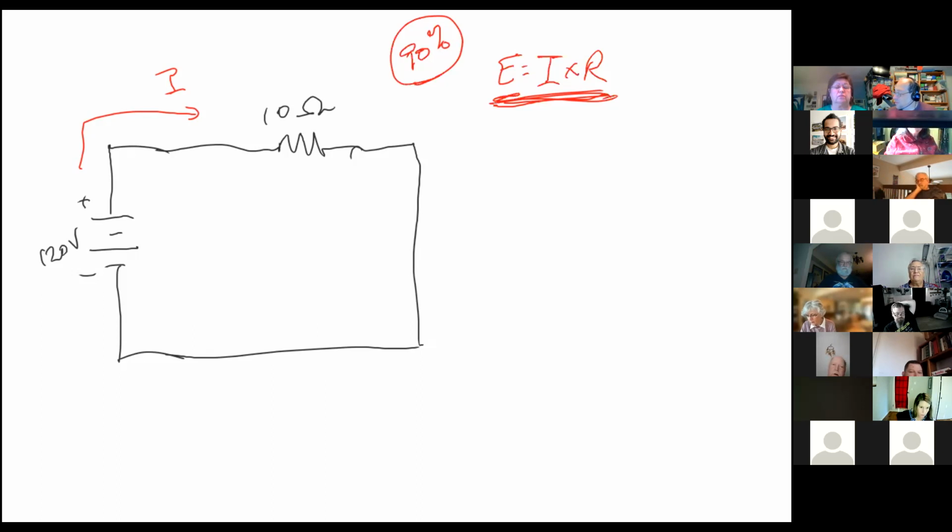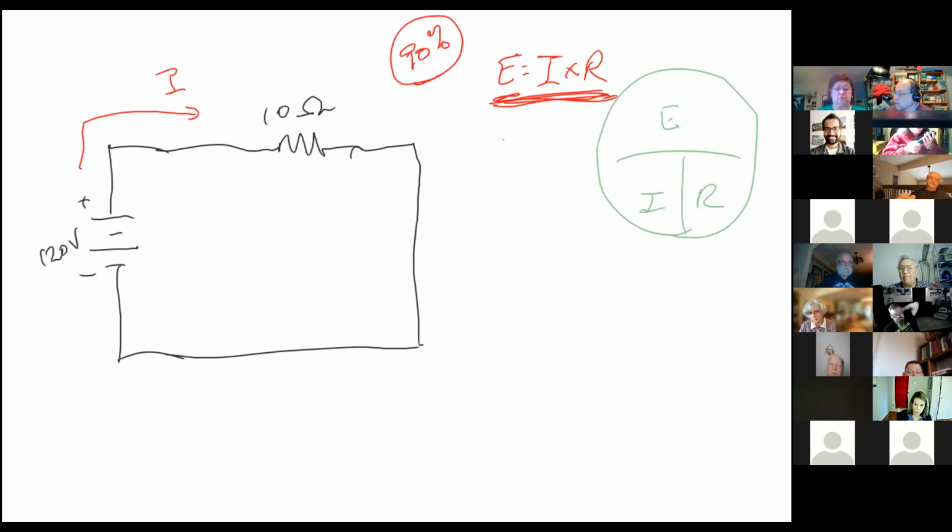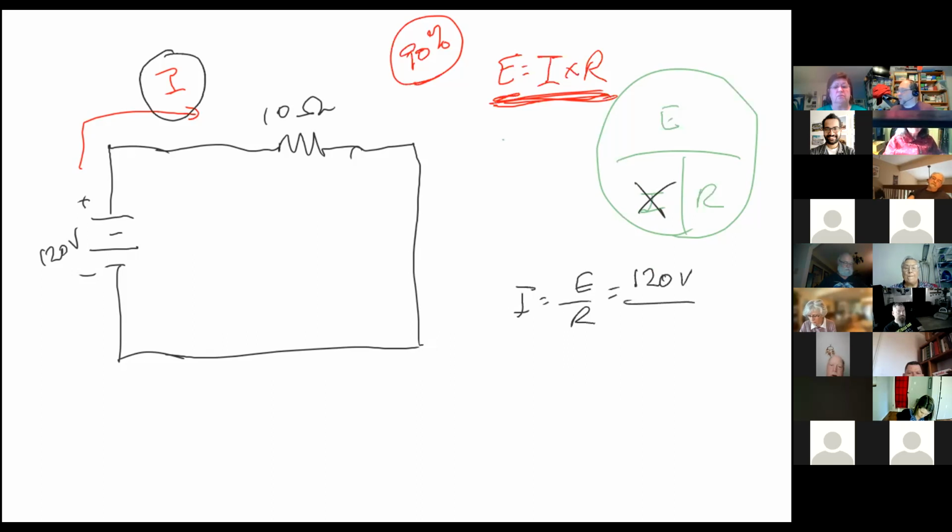All right. So we're going to rearrange it. We're going to make E, I, R like that. And what's the thing we don't know? We don't know our current. So I is equal to E divided by R. And what's the value of our E, which is our voltage? 120 volts. And what's our R? 10 ohms. And a volt per ohm is an amp. So that's 12 amps. So that is our current.